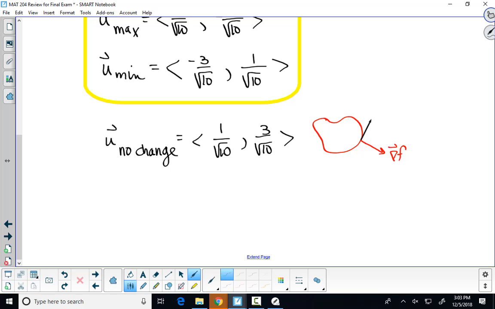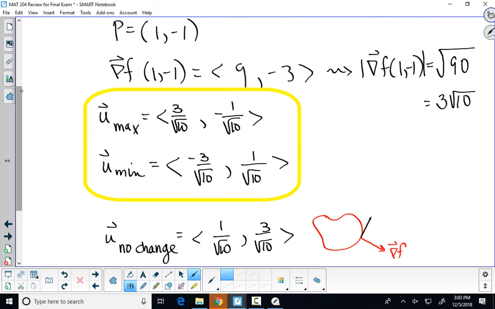Going to the steepest ascent and descent. So when you find the first one, is that always going to be the steepest ascent? Yep. So the gradient will always point in the direction of steepest ascent. Okay. And then multiply by -1 to get the direction for steepest descent.